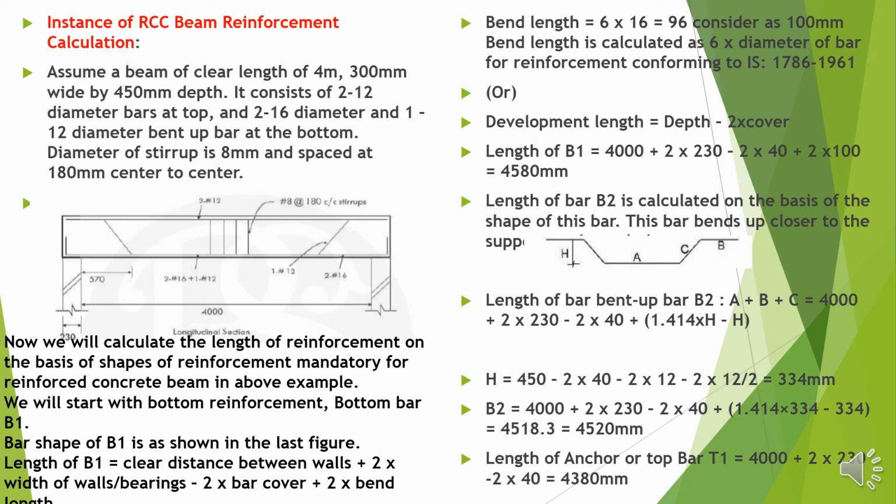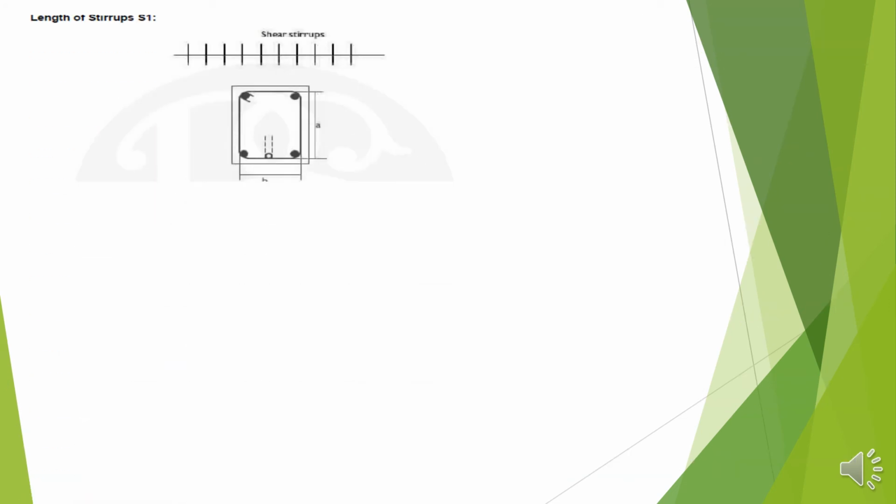Length of the anchor bar, top bar T1 is equal to 4000 plus 2 into 230 minus 2 into 40, that is the cover, is equal to 4308.